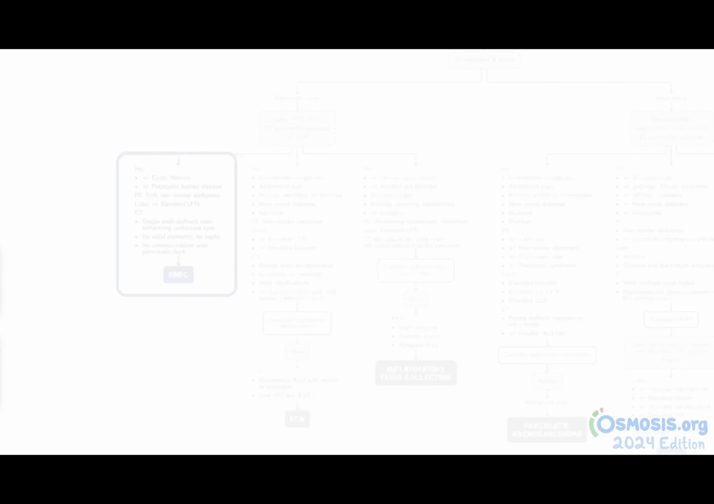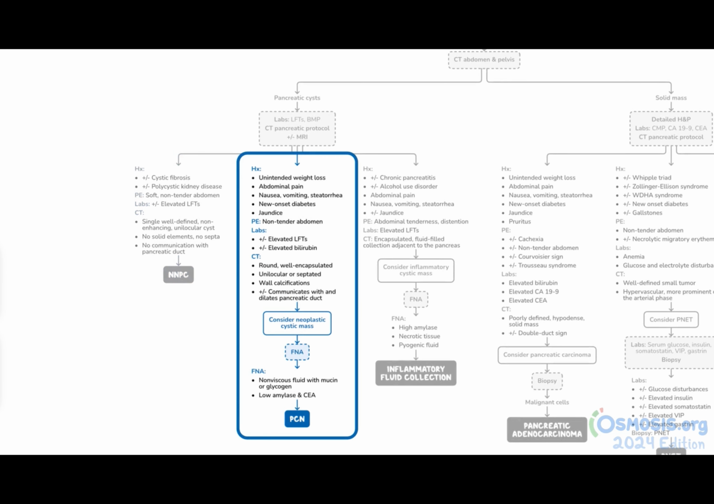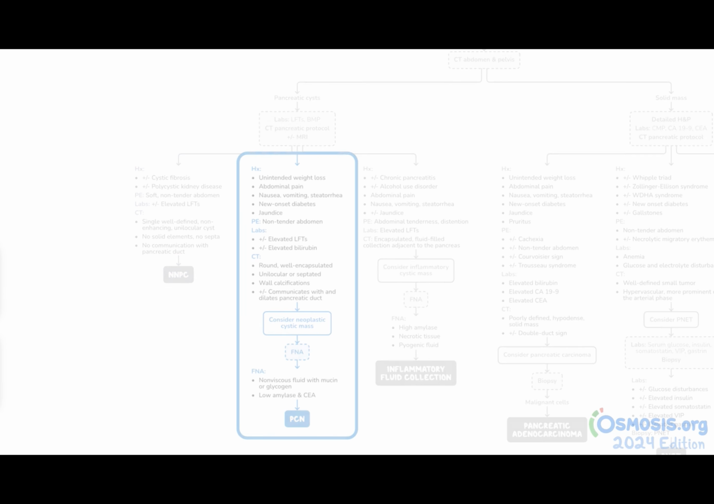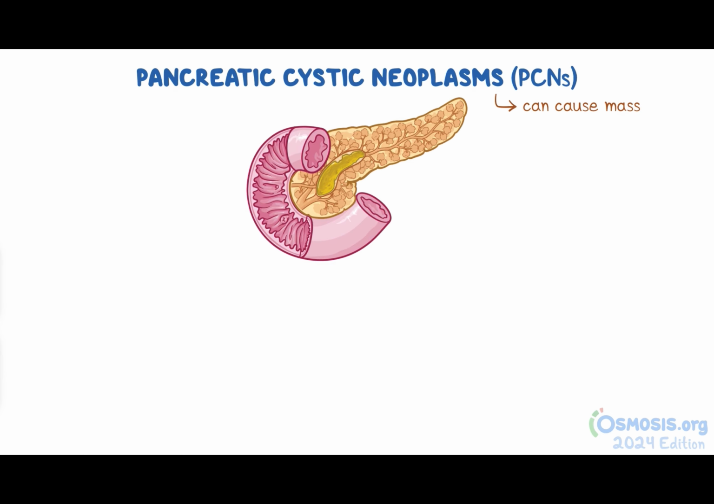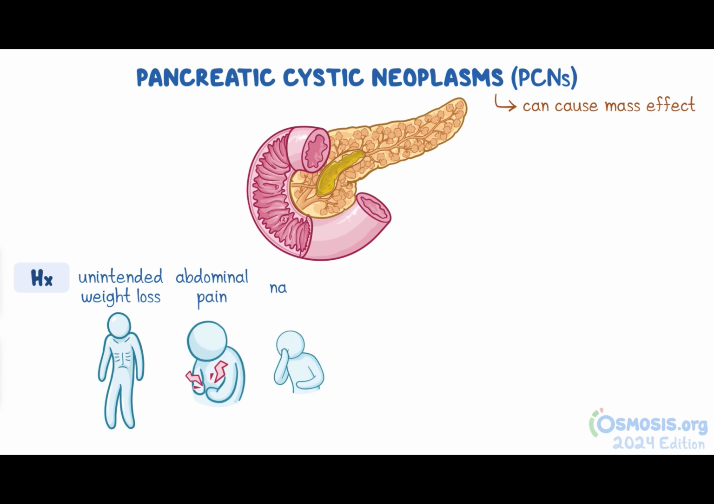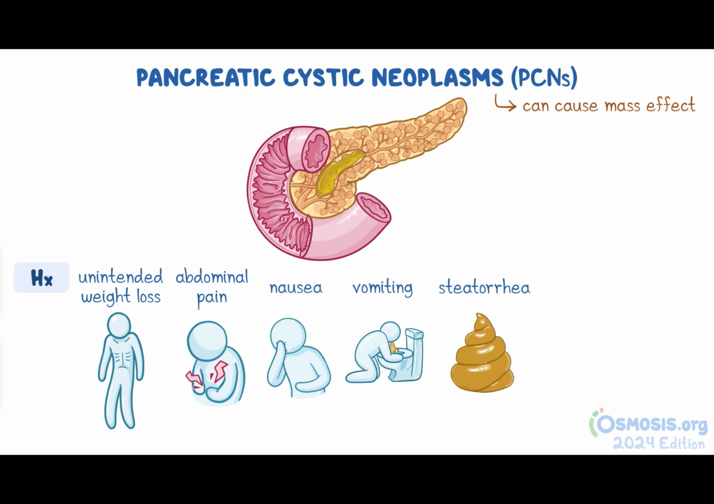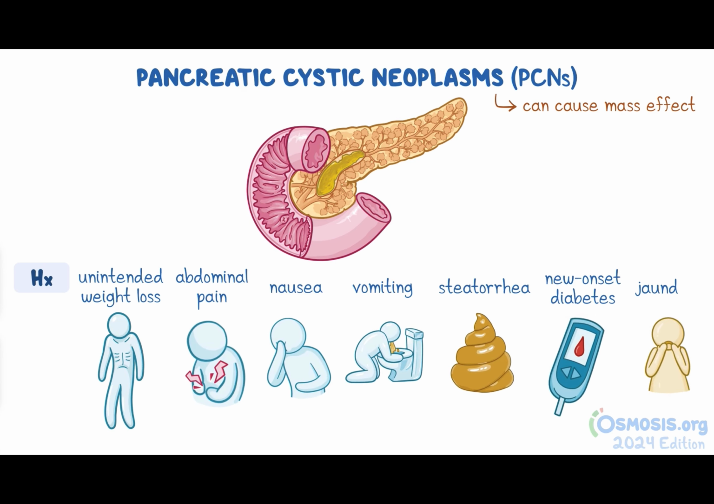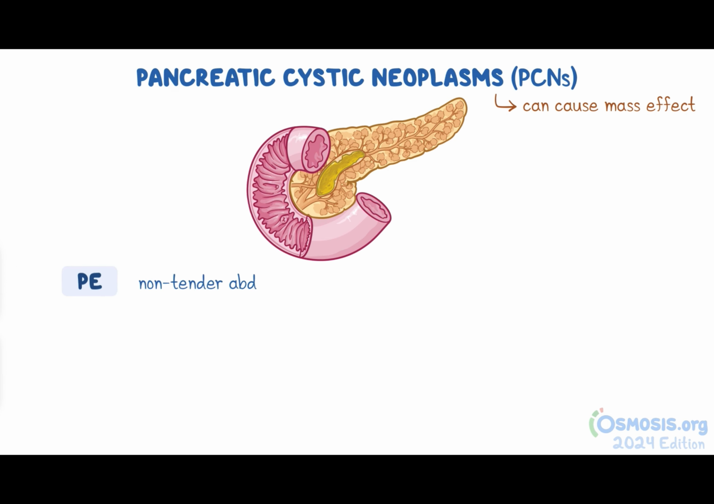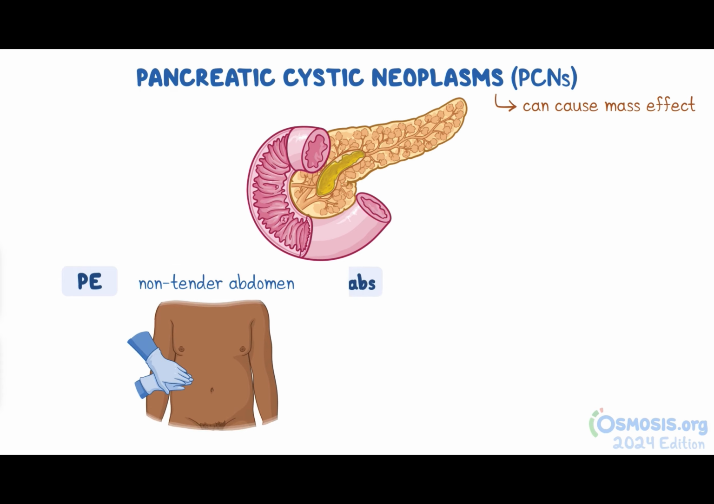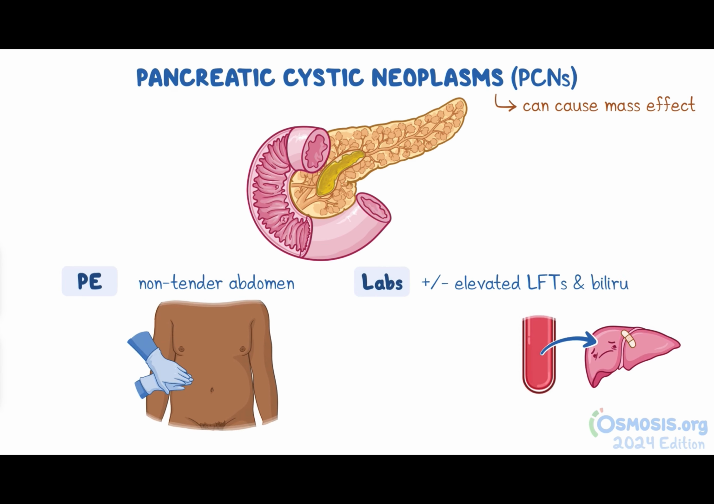Okay, let's move on to another type of pancreatic cyst called pancreatic cystic neoplasms, or PCNs for short. Although these are benign lesions, they can cause mass effect as they grow in size. Patients typically report unintended weight loss, abdominal pain, nausea, vomiting, steatorrhea, new-onset diabetes, and jaundice. You can expect to find a non-tender abdomen on examination. Labs are often normal, although some patients may have elevated LFTs and bilirubin levels.